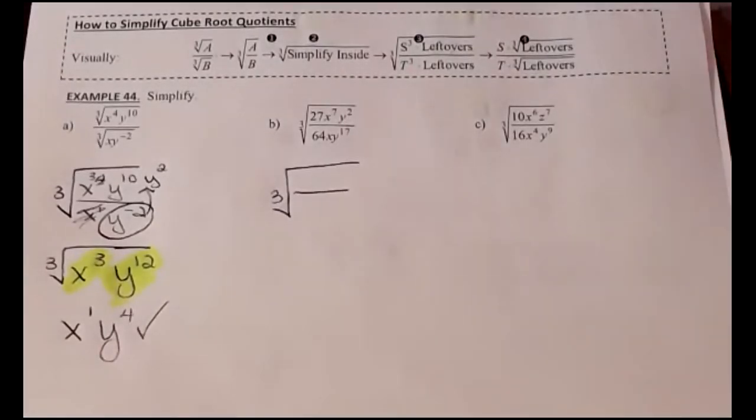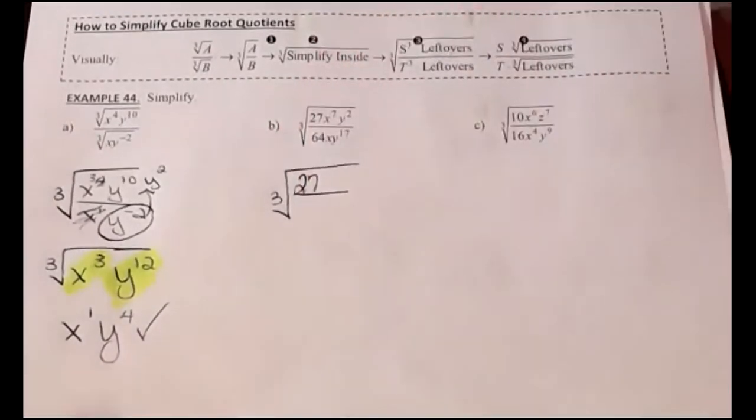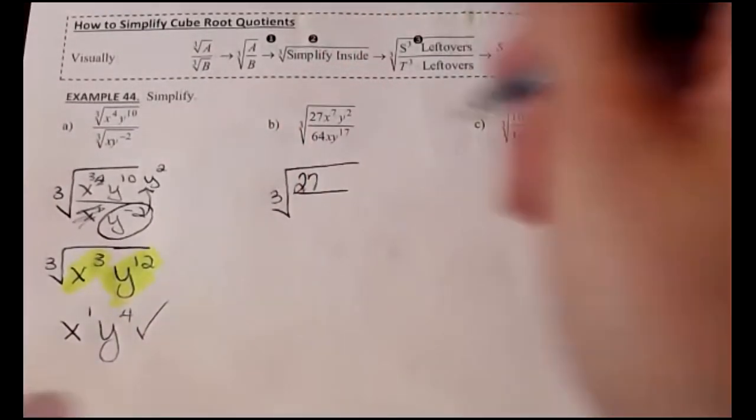Okay, Summer. Leave the cube root there, just simplify the fraction. 27 stays, x to the 6th. And then on the bottom, 64.